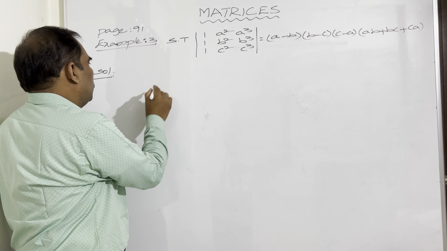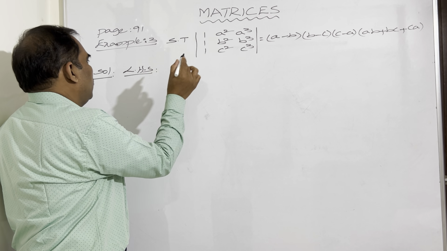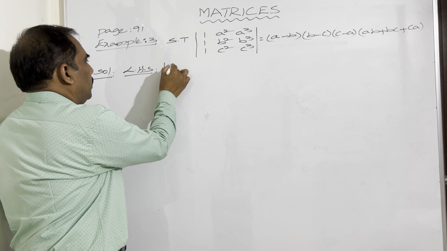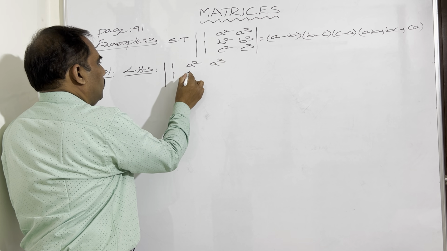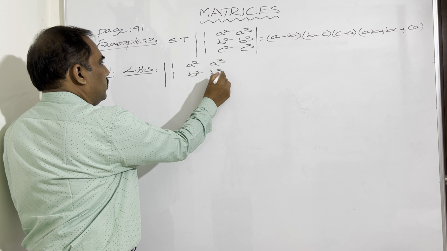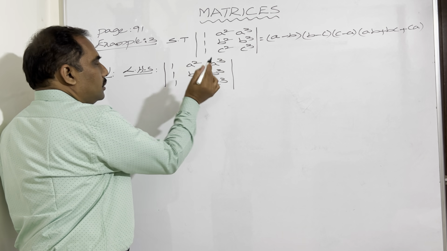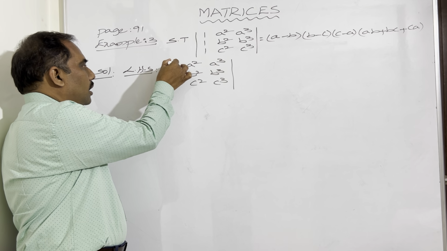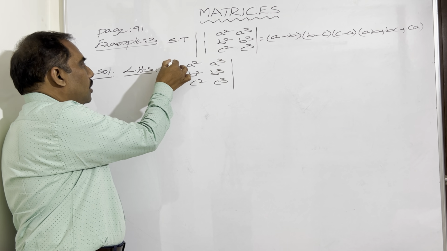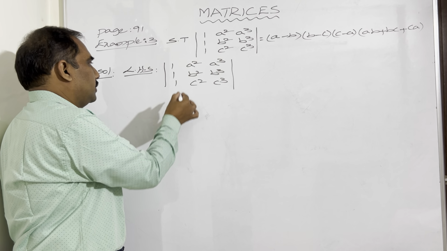Now in the solution, taking LHS, the LHS is given here: determinant of 1 a square a cube, 1 b square b cube, 1 c square c cube. If you observe, in the first column all the elements are equal to 1. Now apply the row operations here.